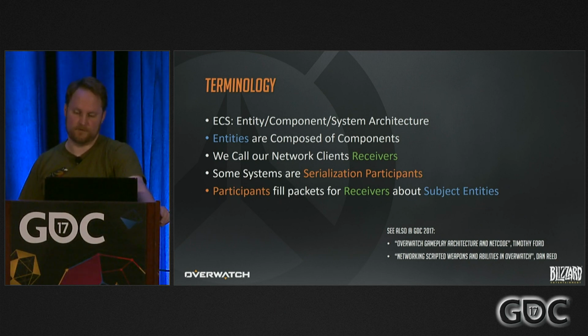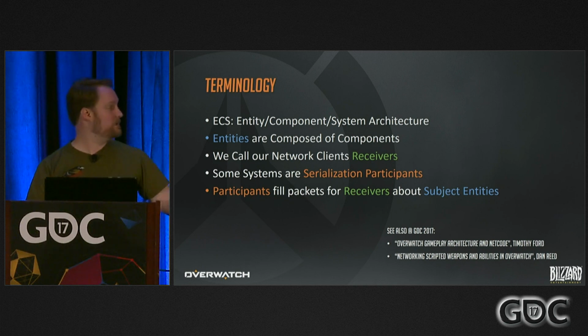A receiver or replication target is something like a player or a spectator. There's somebody who's receiving data. That's hence receiver. Finally, a replication target is receiving updates about other entities. In a sentence, when I usually try to describe this, it's participants fill packets for receivers about network relevant entities, or what we call subjects.